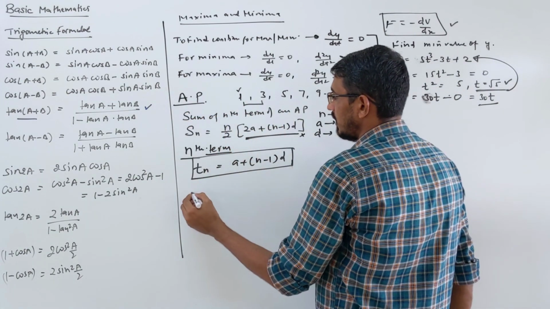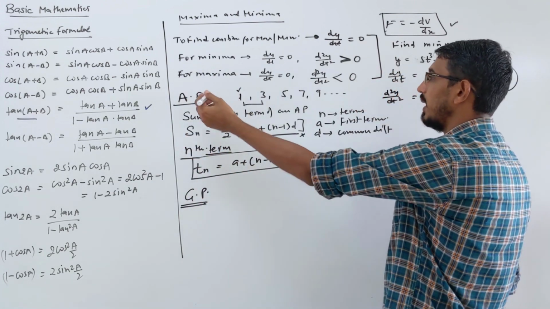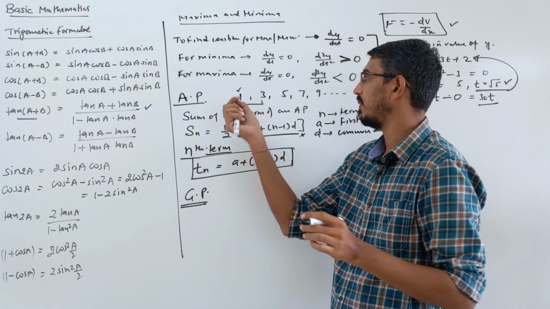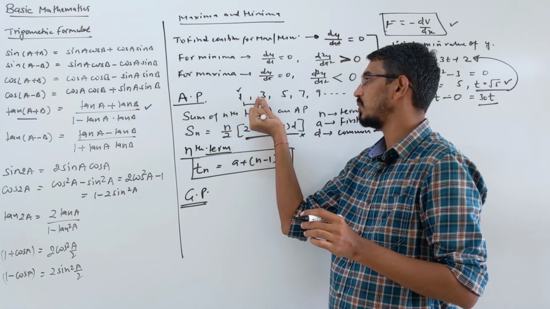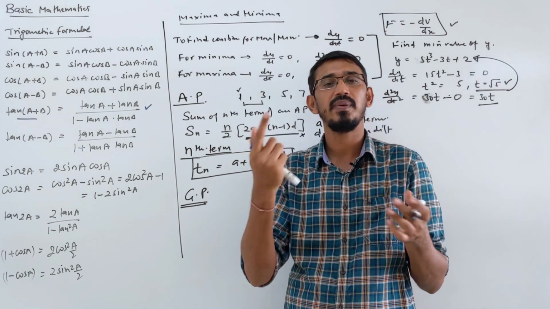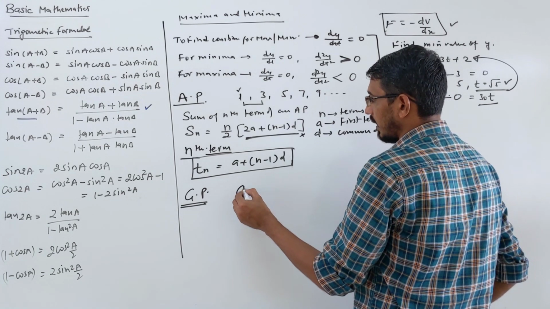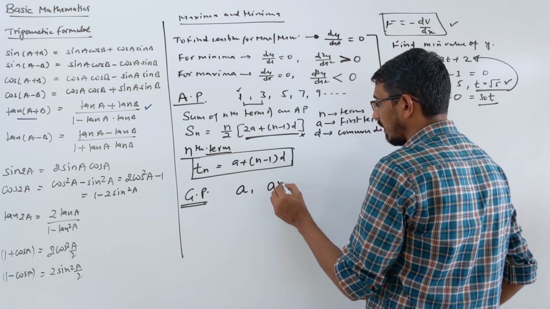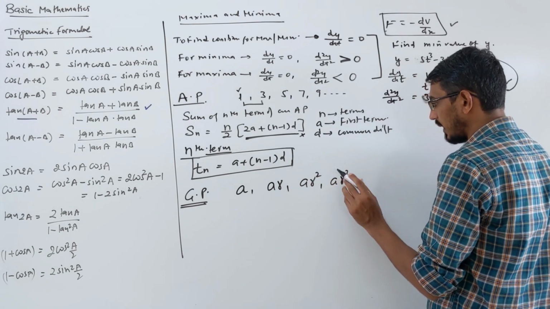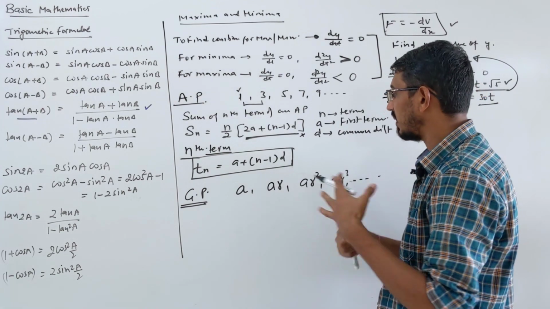Apart from this AP, GP will come, geometric progression. What's the difference between AP and GP? In AP, the same value is added or subtracted every time. Like here, every time 2 is getting added: 1 plus 2 is 3, 3 plus 2 is 5, 5 plus 2 is 7. Here, some number will be multiplied. Suppose some number a is there initially, then you multiply by r, then by r square, then by r cube. This is an example of GP, geometric progression. Something is multiplied every time.